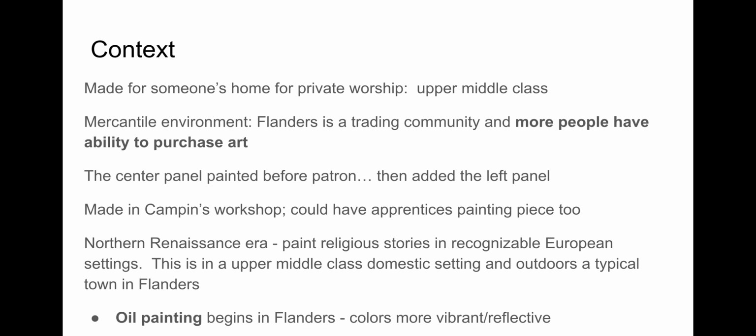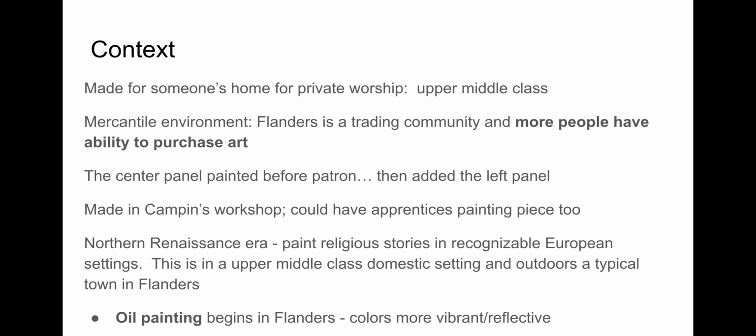Merchants and the trading industry and the merchants who are able to grow their businesses is a strong contextual piece of information, because more people than just the church or wealthy, powerful patrons have the ability to purchase art. So that's going to change what kind of art is being made. So in this case, with this particular piece, you have more private, personal religious art being made. So that's one important piece of context that you need to have.